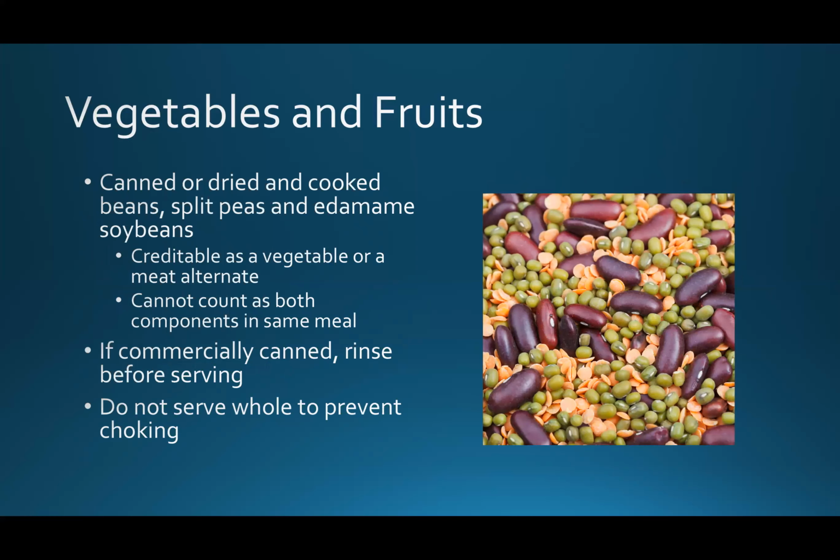Canned or dried and cooked beans, split peas, and edamame soybeans are creditable as a vegetable or meat alternate, but cannot count as both components in the same meal. If commercially canned, rinse beans before serving. Do not serve whole to prevent choking.